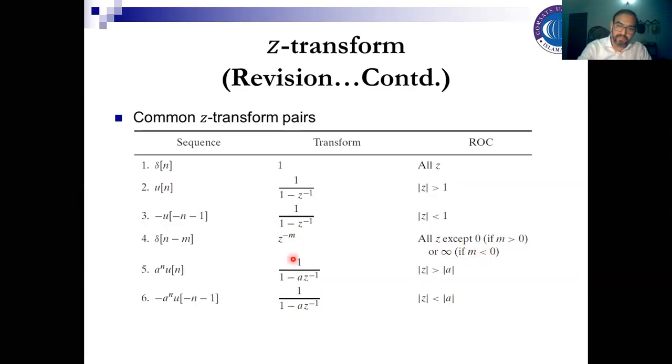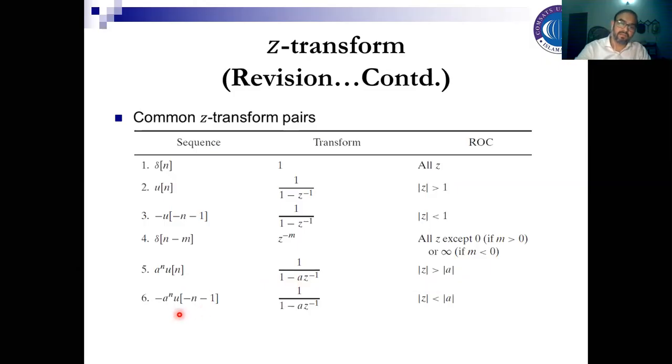Similarly, you must have seen these examples, 3.1 and 3.2. There we saw that a to the n u of n, which is a right-hand sided sequence, has the z transform 1 over 1 minus a z inverse, and the region of convergence in that case is mod z greater than mod a.